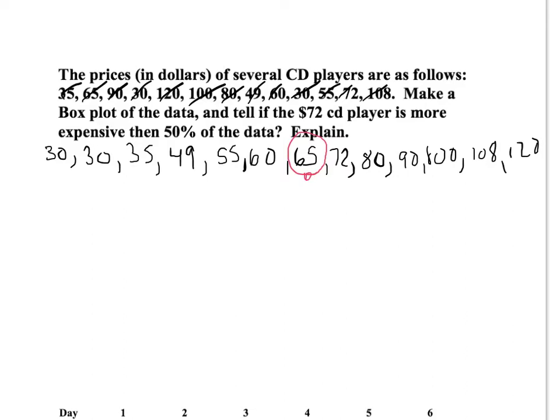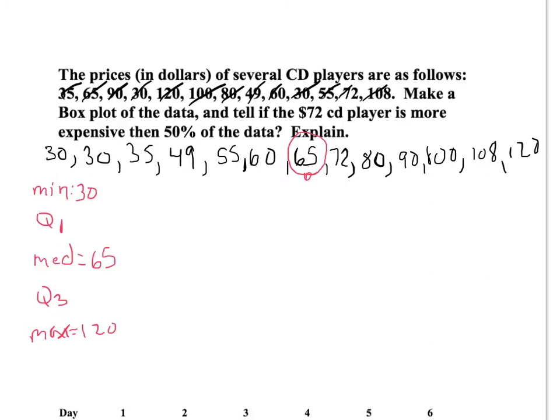So over here I'm going to say min, Q1, median, Q3, max. Well, the minimum is 30. The median we just found is 65. The max is 120. Okay. Now we need to find Q1 and Q3.